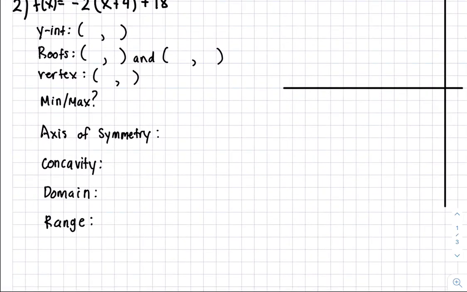Okay, number 2. Remember, x is equal to 0 for the y-intercept. So f of 0 is equal to negative 2 times 0 plus 4 squared plus 18. Negative 2, 4 squared plus 18. Negative 2 times 16 plus 18. Negative 32 plus 18, which is negative 14. 0, comma, negative 14.